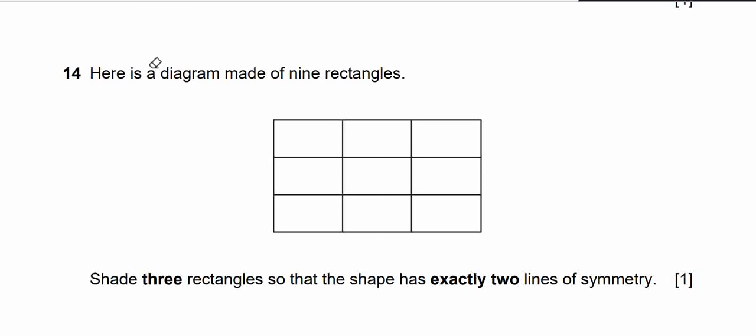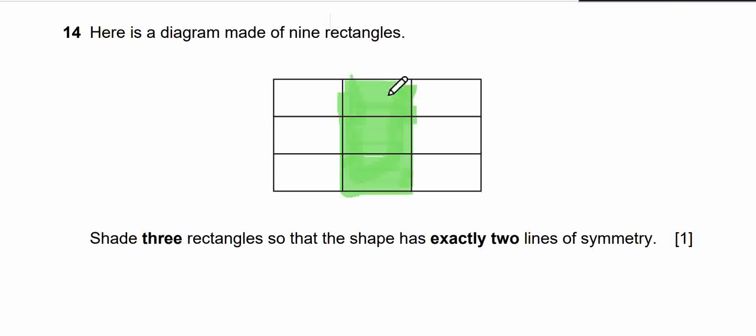Next. Now we move on to question 14. Here's a diagram of 9 rectangles. Shade 3 rectangles so that the shape has exactly 2 lines of symmetry. 10, 9, 8, 7, 6, 5, 4, 3, 2, 1. Alright guys, let's check out the answer.